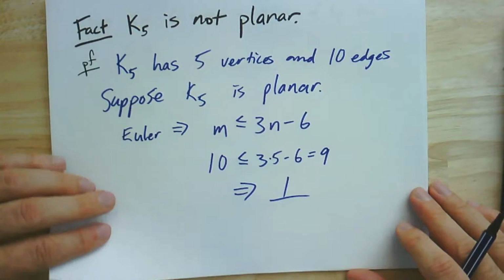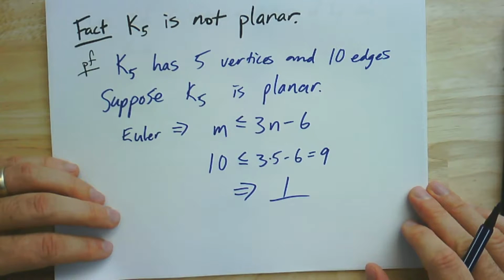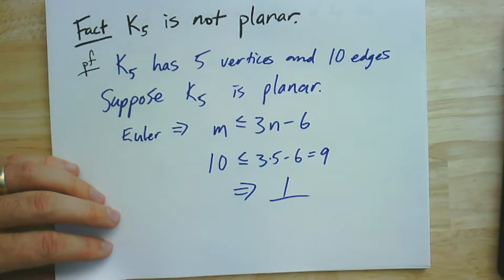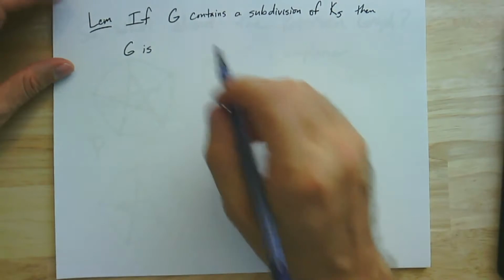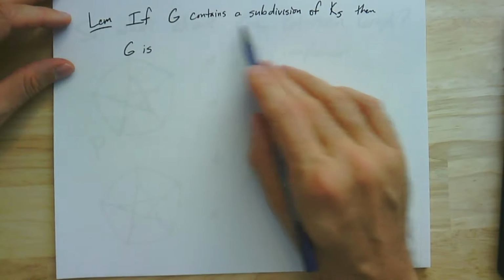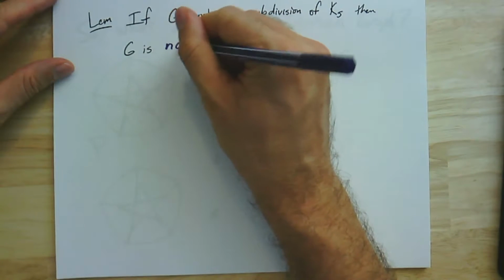You could also prove it by thinking about an embedding and showing that if you remove one vertex, you end up with an outer planar embedding of K4. That's another nice little proof, and I'm sure there's a couple other ways of thinking about this. All right, so what does that give us? Well, I claim that now if G contains a subdivision of K5, then G is also not planar.